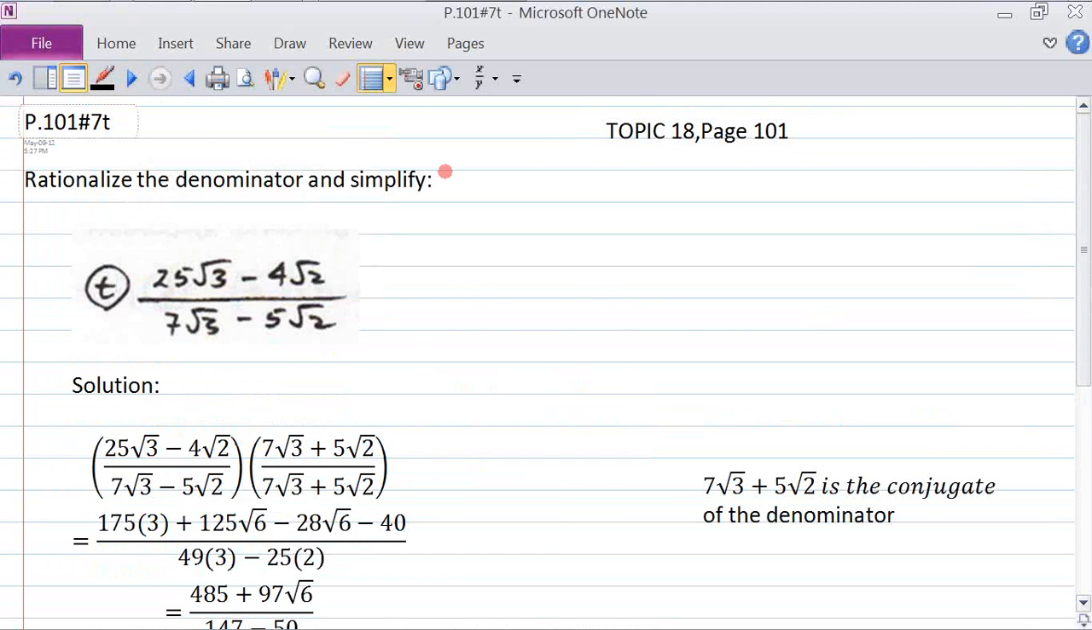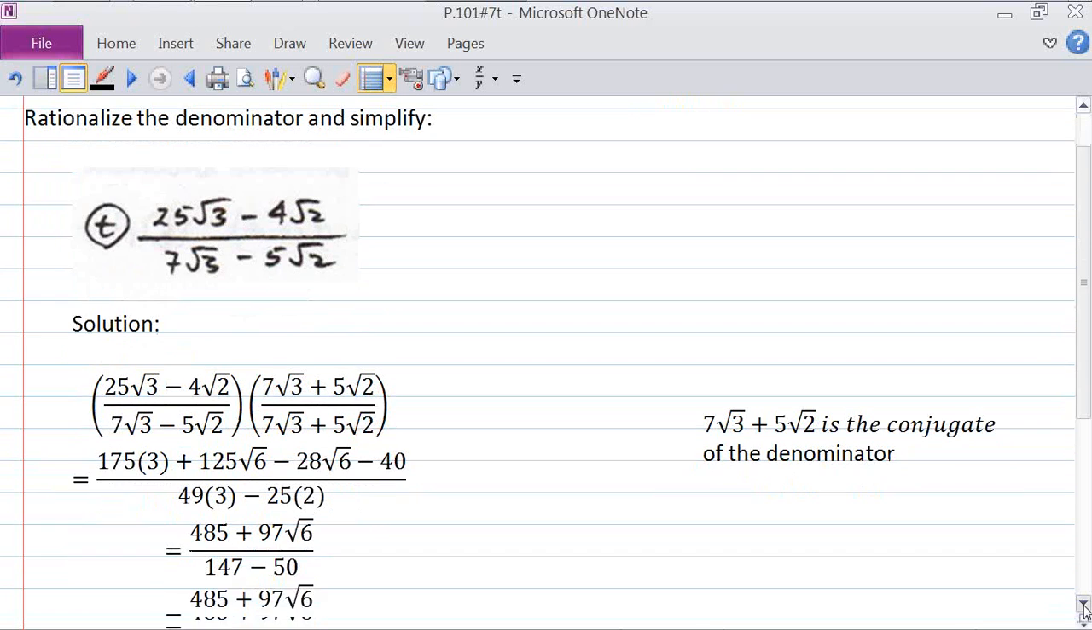Here we're asked to rationalize the denominator and simplify it. So you can see that you have 25 square root of 3 minus 4 root 2 over 7 root 3 minus 5 root 2. The conjugate of the denominator is 7 root 3 plus 5 root 2. And we're going to multiply the top and bottom by this. If we multiply the top and bottom by the same thing, we're not changing anything. This over this is 1.